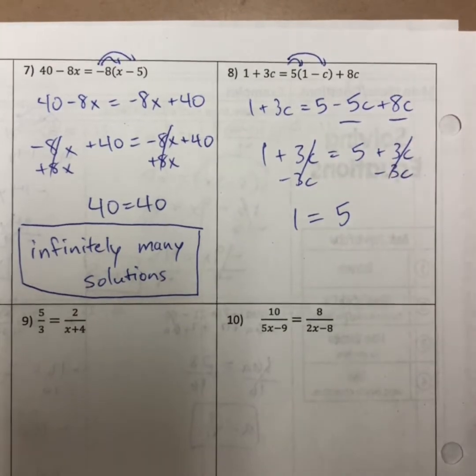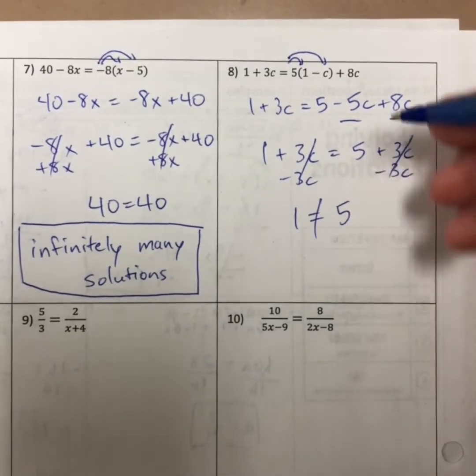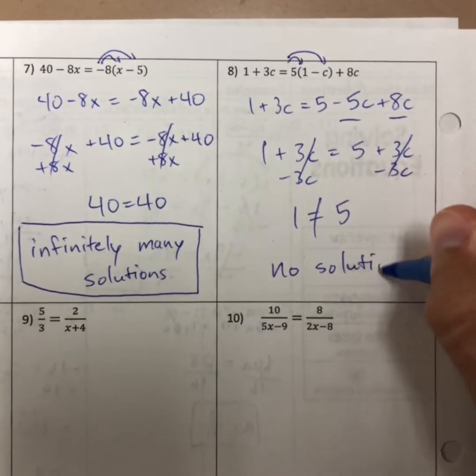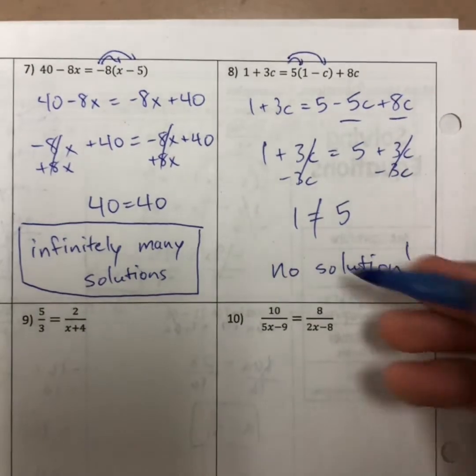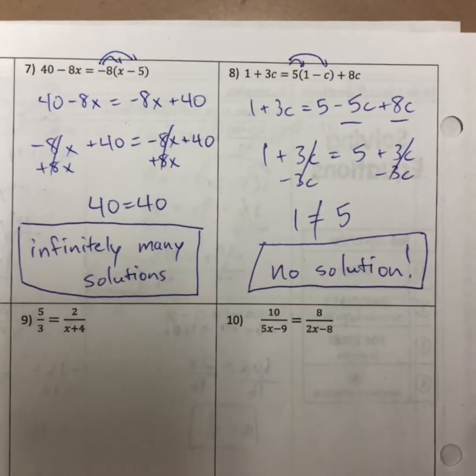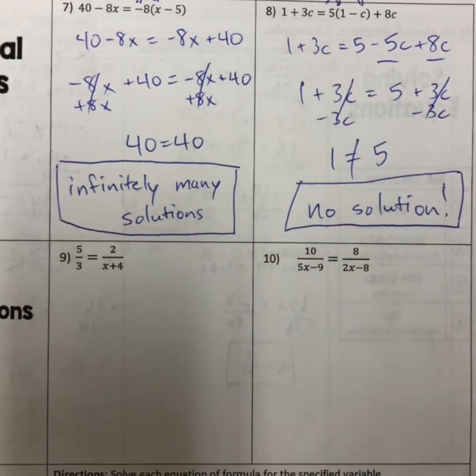So ask yourself, does 1 equal 5? Well, no, that's not a true statement. That's a false statement. So in this case, we have no solution. No number will work out for, in this case, c. Can't plug in any number to get a correct solution. So no solution in that special case.